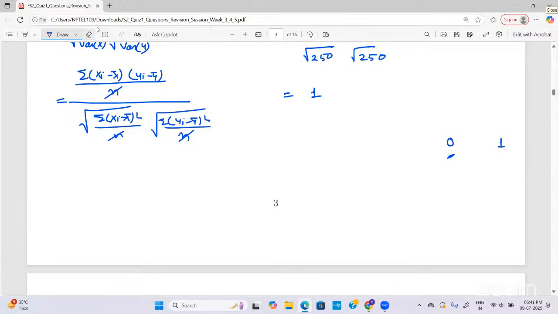This serves the same purpose as the correlation coefficient. Yes. Okay.